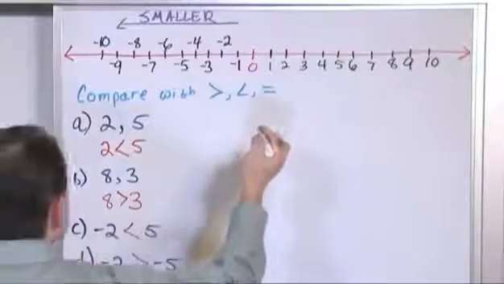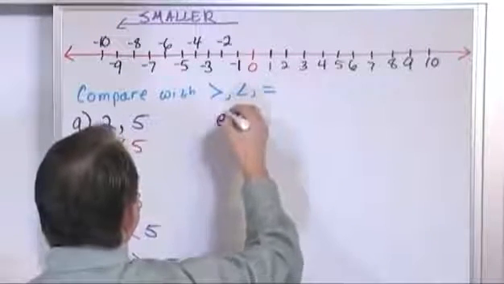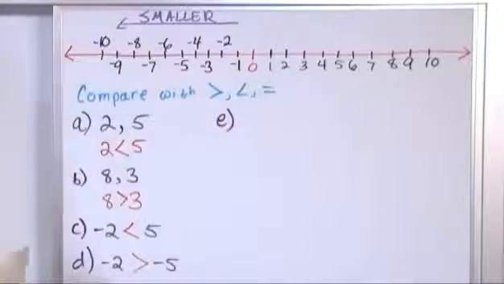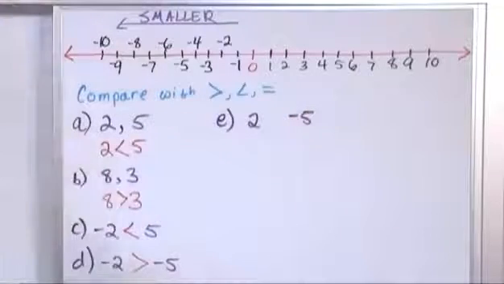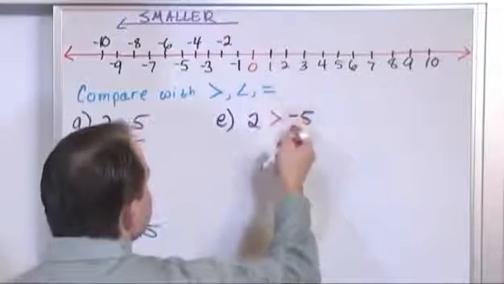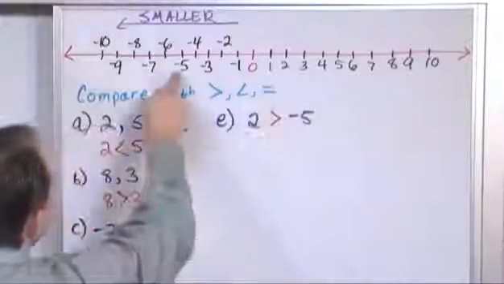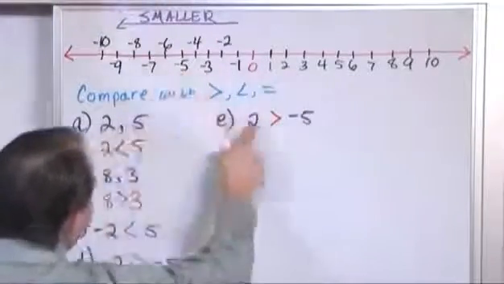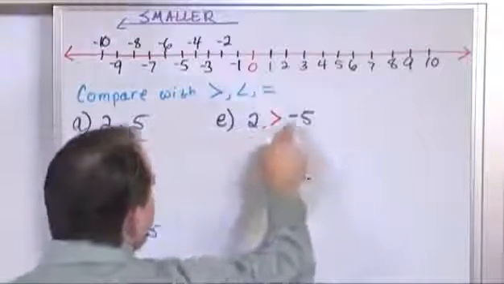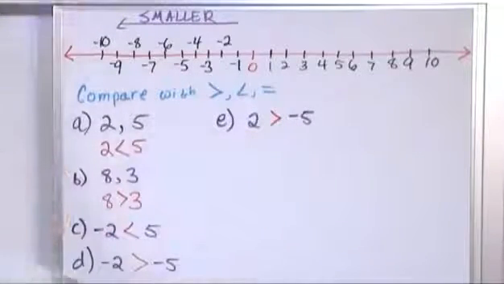Now, the next one after this is, let's say I'm looking at 2 and negative 5. And again, you have to point to the smaller number. The smaller number is always going to be negative when you have a positive and negative. Negative 5 is here. Positive 2 is over here. Of course, negative 5 is much smaller, so it points that way. 2 is greater than negative 5 is how you read that.